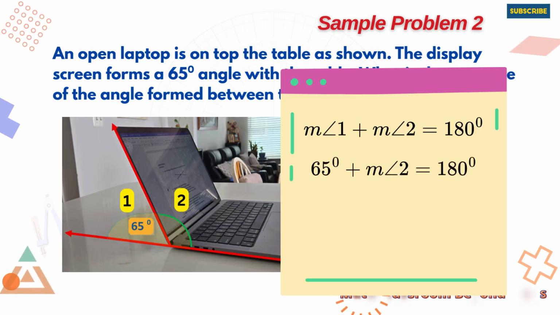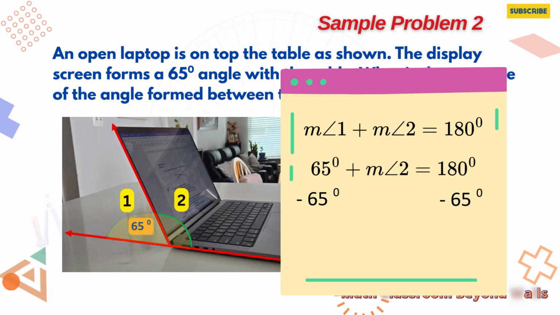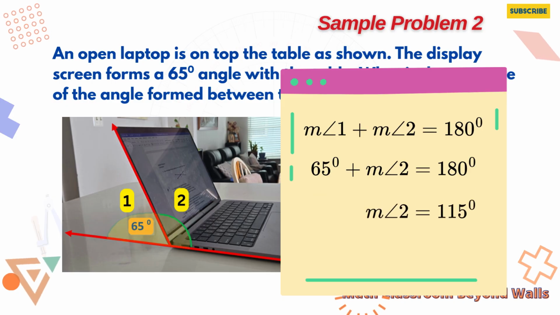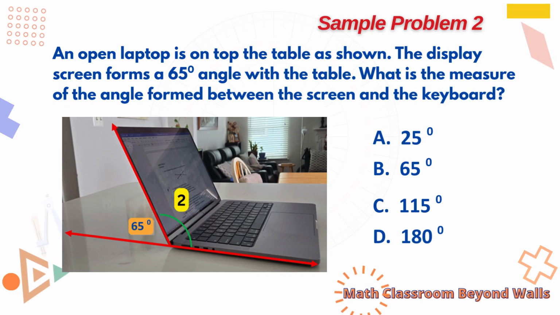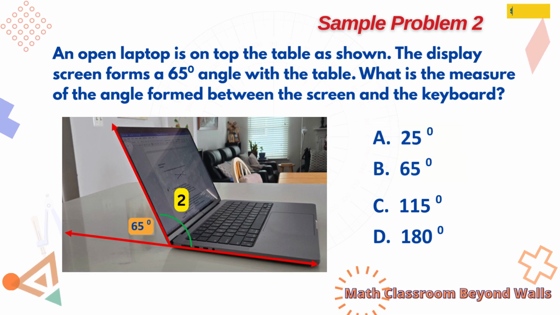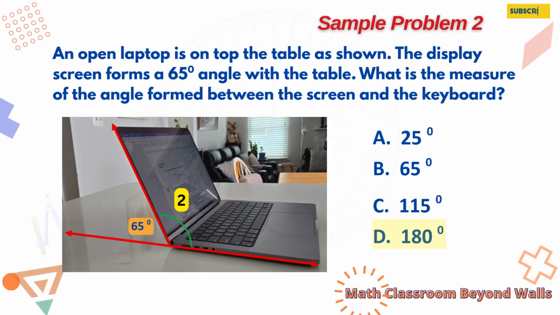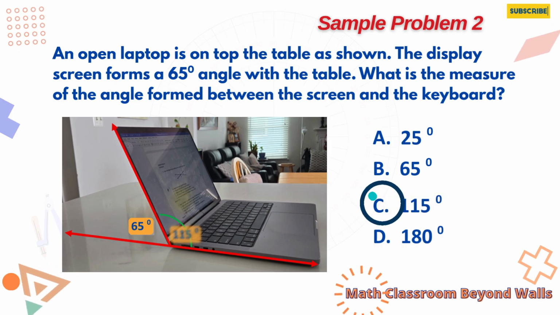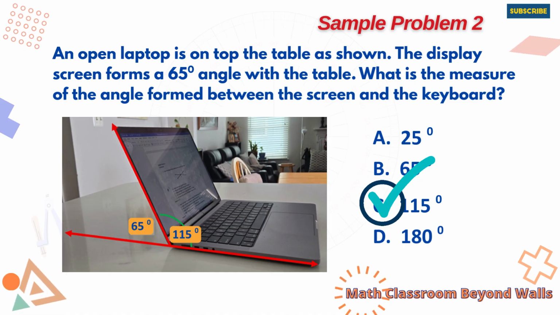subtracting 65 degrees from both sides of the equation gives us this. So, what is our answer, learners? Is it option A, option B, option C, or option D? Okay, so the answer is option C. There you are, learners. That was again easy.